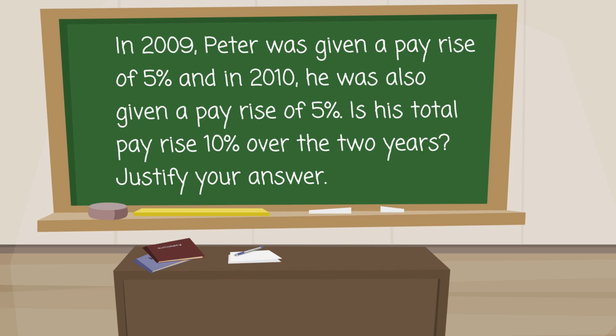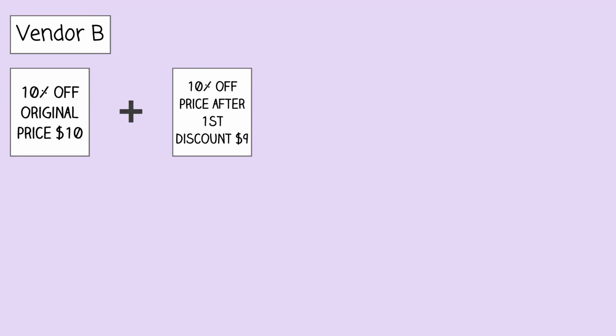Justify your answer. Let's see if this question is similar to Darren's situation in any way. Maybe we can use this similarity to help us with this problem. In Darren's situation, vendor B gave Darren 10% discount off the original price, and another 10% off the discounted price. Since the base prices are different, we cannot say the total discount given is 10% plus 10% equals 20%.